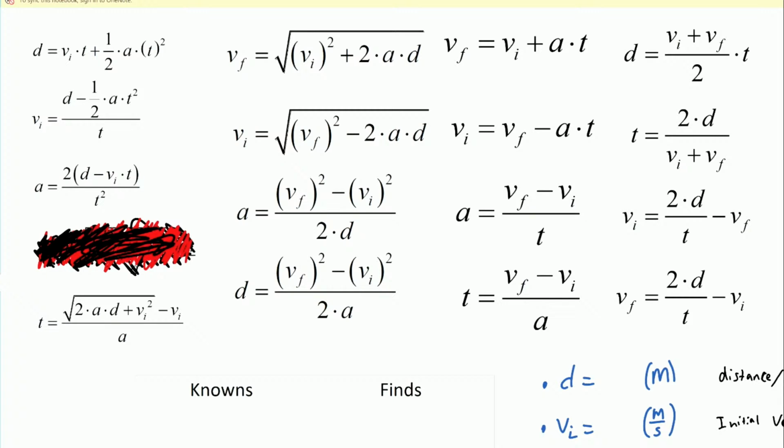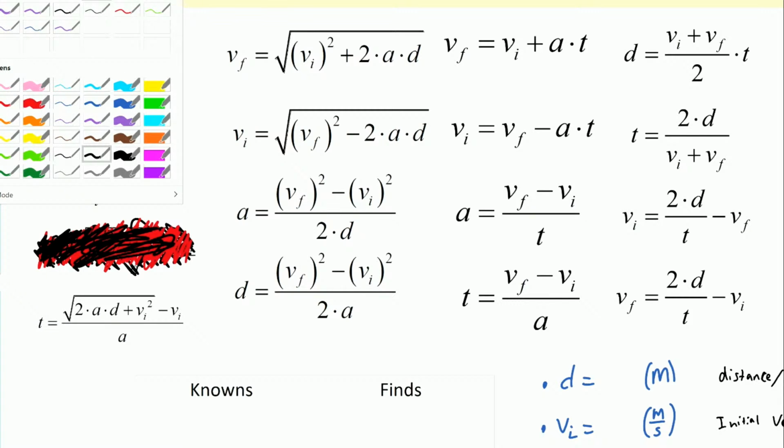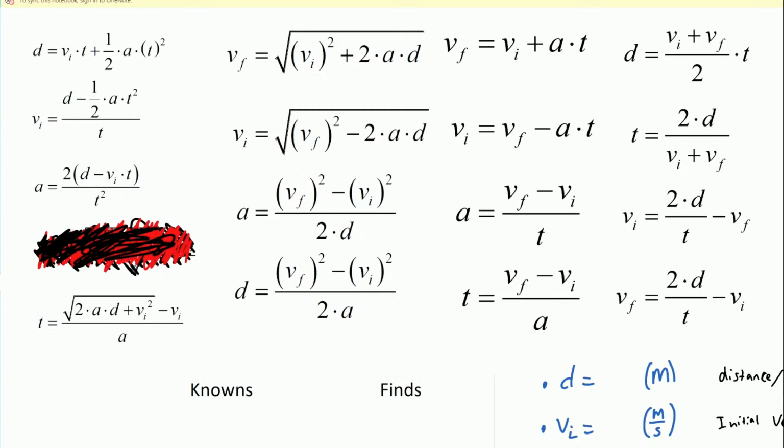So all I do is I go through each column and I look for v sub f. Do I see v sub f over here? No. There's no v sub f in those. Looked on these ones. Oh, here's v sub f. So I'm going to circle this one for now.